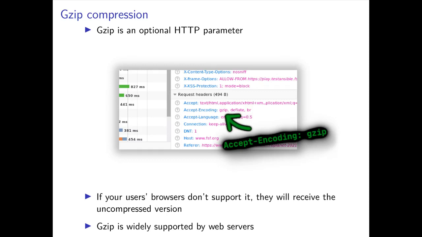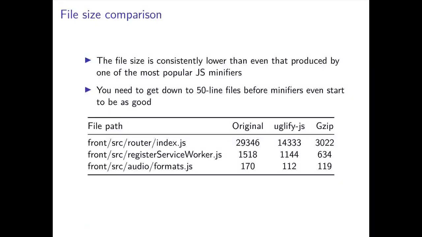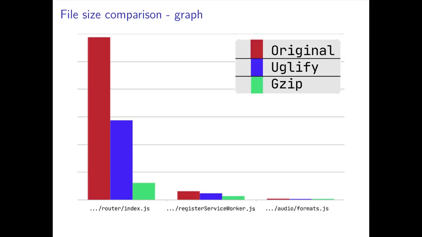So gzip is better for freedom, but just how much better is it for speed? Quite a bit better, actually. I've put gzip head-to-head against Uglify.js, what may be the most popular JavaScript minifier, tested with 3 arbitrary files from the Funkwhale project. Gzip wins almost every single time. Only with really tiny JavaScript files do minifiers even start to be as good as compression. Here's that data in visual form. There really is no competition.